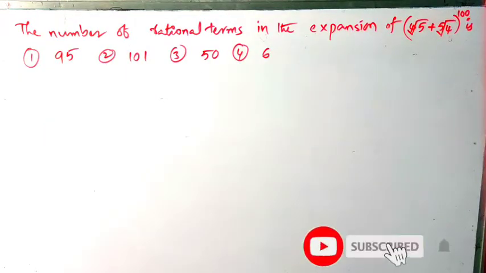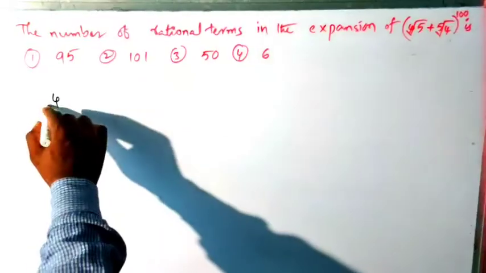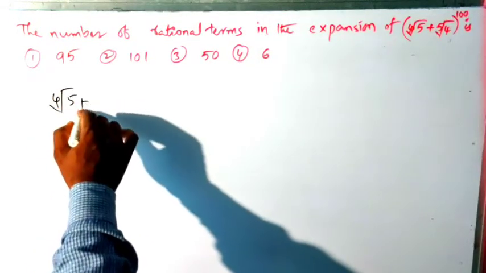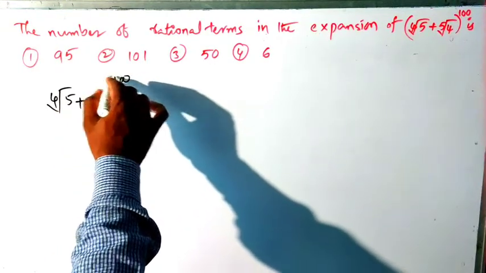Okay, next one: the number of rational terms in the expansion of (4th root of 5 plus 5th root of 4) whole power of 100 is how much? The first option is 95, the second one is 101, the third one is 50, the fourth one is 6. Okay, so I will take the given expansion, (4th root of 5 plus 5th root of 4) whole power of 100.